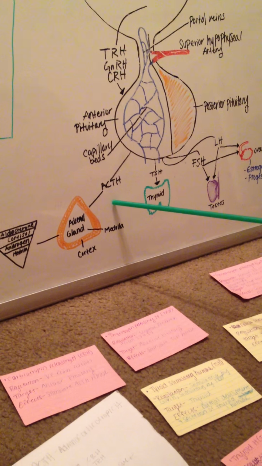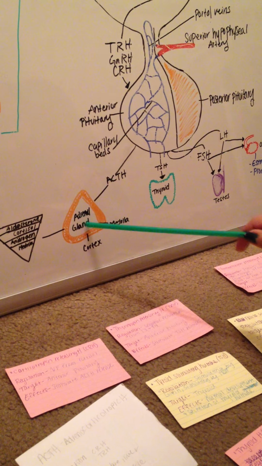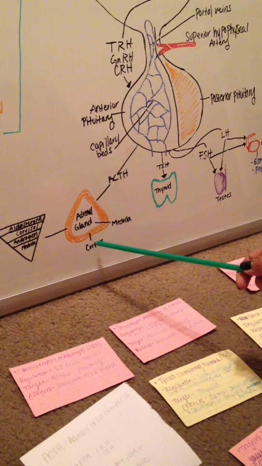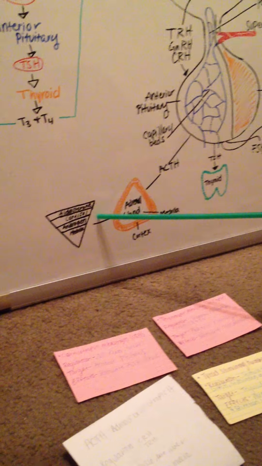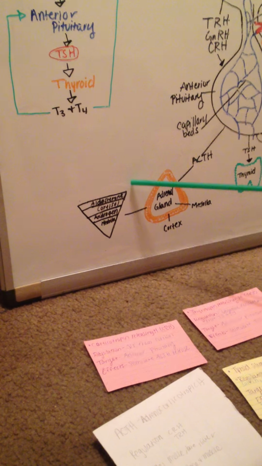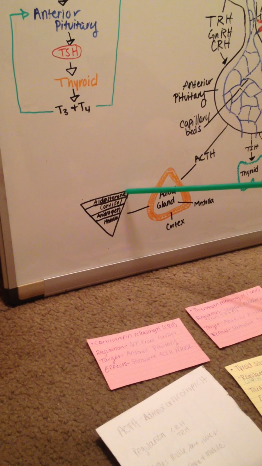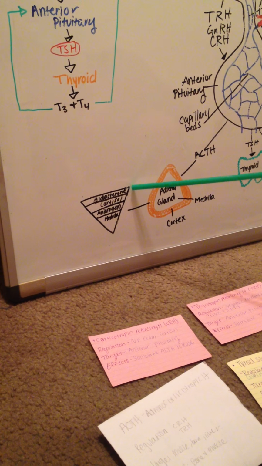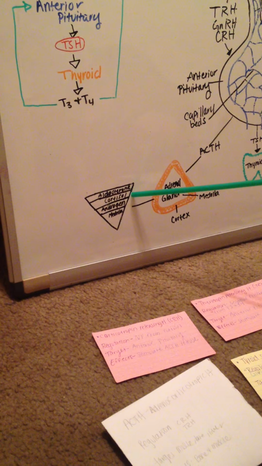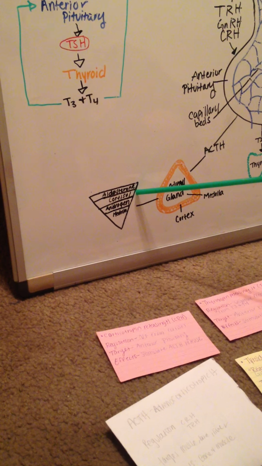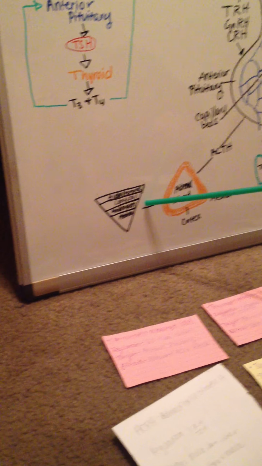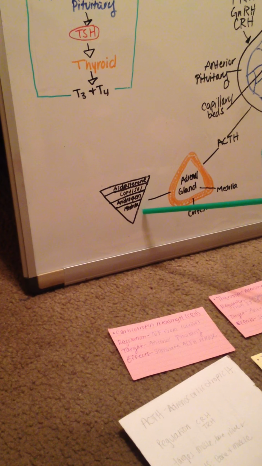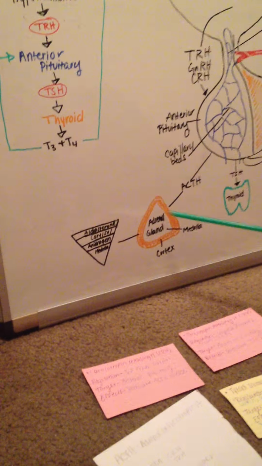And the adrenal gland is made up of the medulla, which is the inner part, and the cortex, which is the outer part. The cortex is made up of different layers, like the zona glomerulosa, which produces aldosterone, and then the zona fasciculata, which produces cortisol, then the zona reticularis, which produces androgen, and then the deepest layer is the medulla, which is right here.